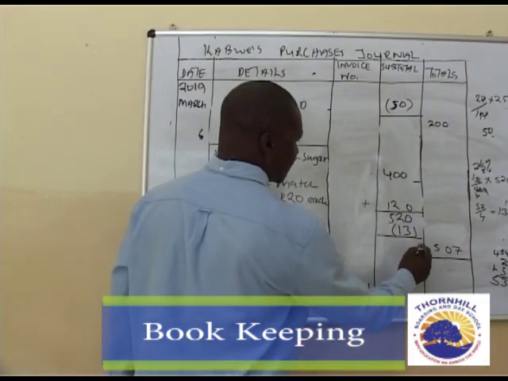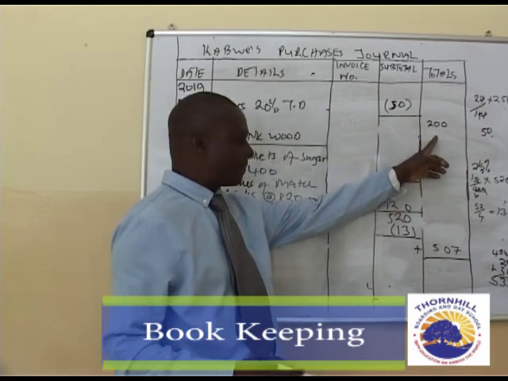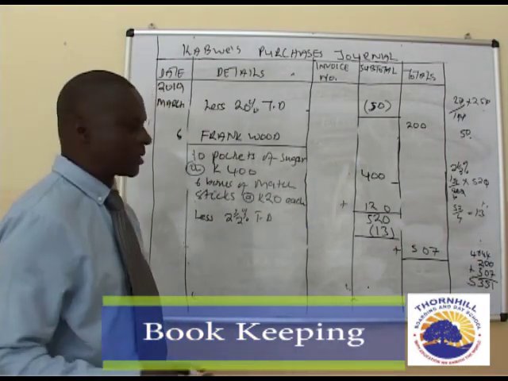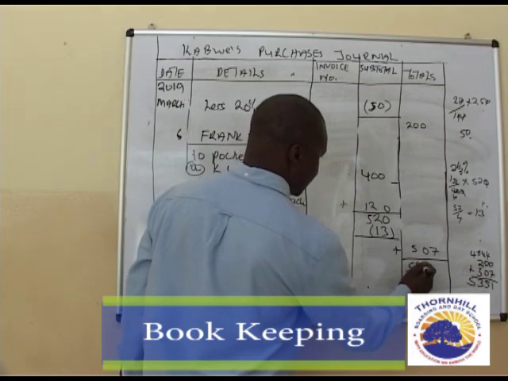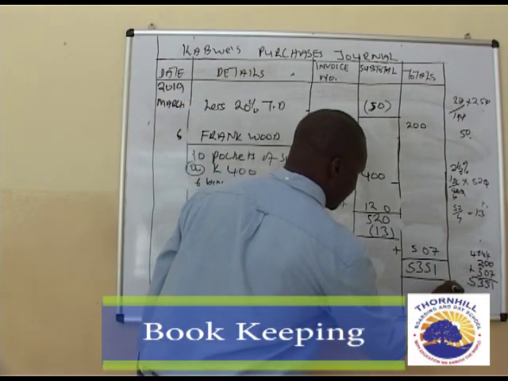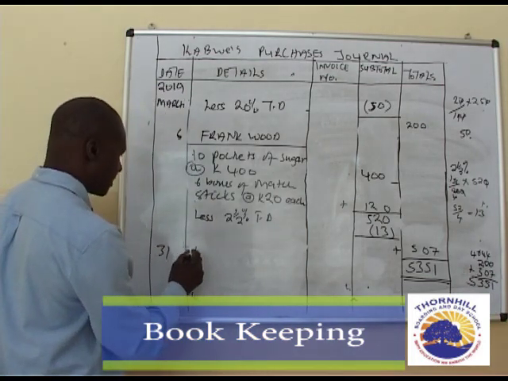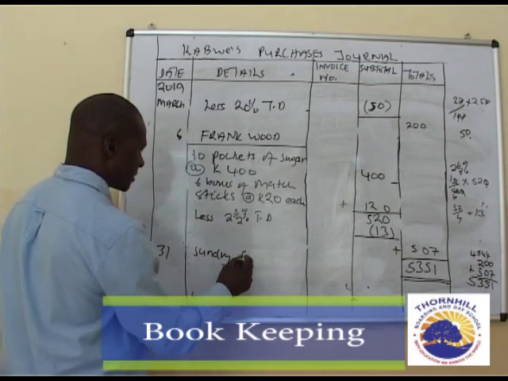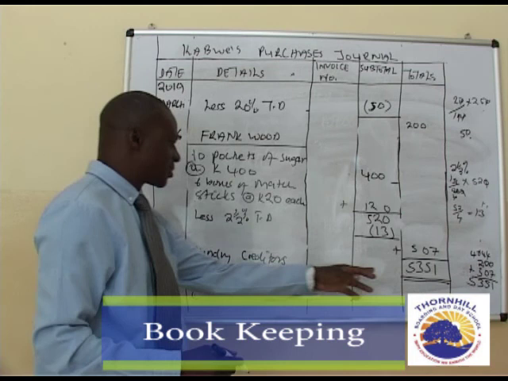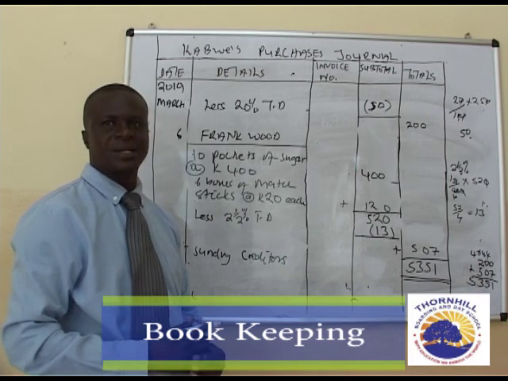So we have now reached almost the end of our work. I've taken the total of the last column, the 200, the 507, and the 4,644, and added that on my rough paper. So the total now comes to 5,351 kwacha. You underline here, that's the end. Call that total, as on the 31st of March, sundry creditors. You are dealing with creditors here. And that's the total that should go to the general ledger in an account called the purchases account.